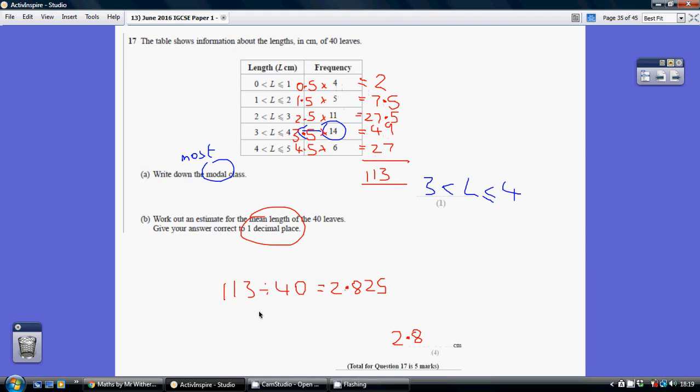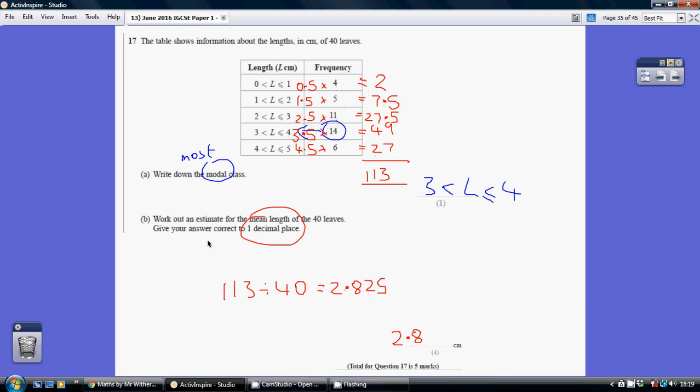So on average, that's 113 divided by 40, which is 2.825 centimetres. Now, because they've asked for us to give our answer correct to one decimal place, just one number after the decimal point, we need to round to this number here. We don't round up because that's not a 5 or above, so we stick on 2.8.